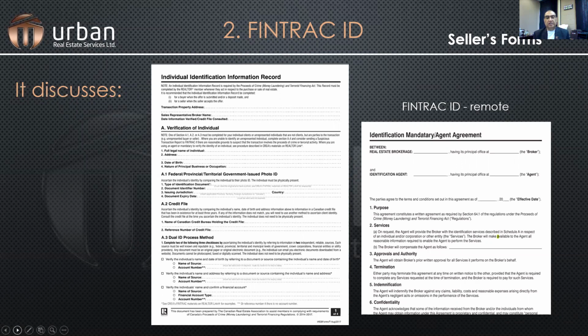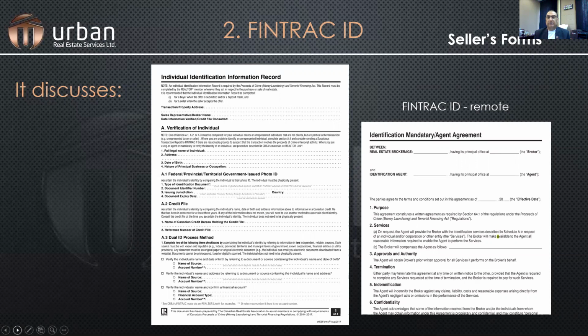But in certain cases, you know the people, but at the time of the transaction, at the time of filling this, maybe they might not be with you. They might be in a different city or maybe even out of the country. So in those cases, we can use another form called the Identification Mandatory Agent Agreement form, which is on the right side of your screen. Now, this becomes a double-stepped process.